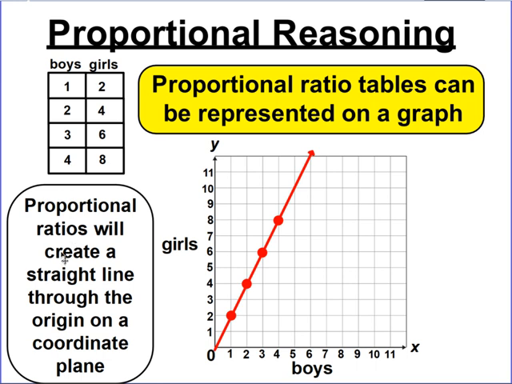So again, here are the notes of what I just said, the rundown. Proportional ratios will create a straight line, like I said, that runs through the origin on a coordinate plane. Okay?